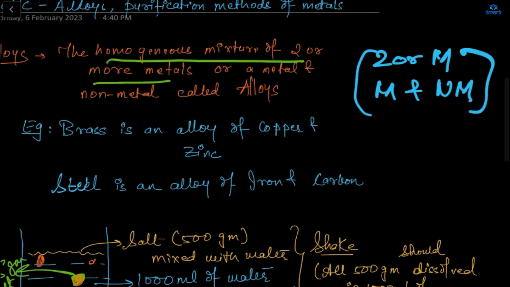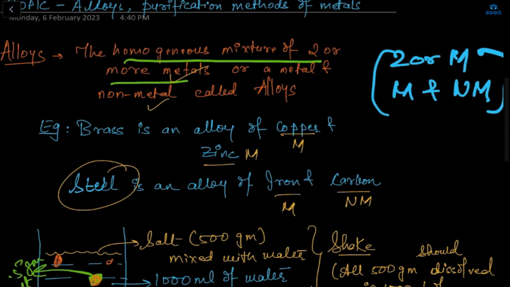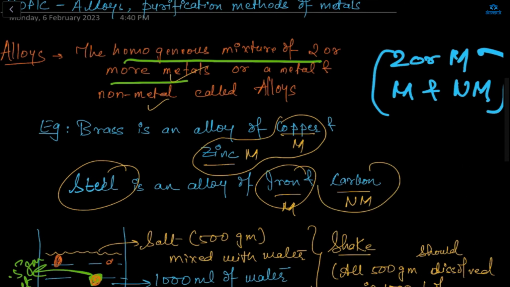Okay. So for example, brass is an alloy of copper and zinc. Here copper is a metal and zinc is also a metal. So with the brass example, it is satisfying your first property, two or more metals. Another example is steel, an alloy of iron and carbon. Iron is a metal and carbon is a non-metal. So steel is satisfying the second property: one metal and another a non-metal.